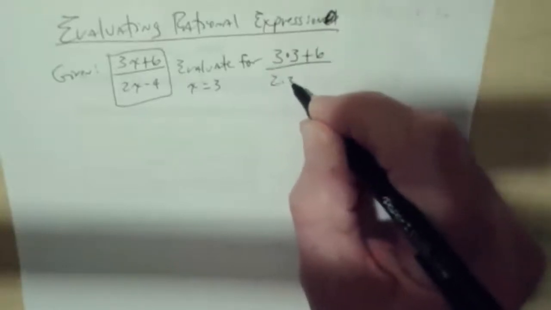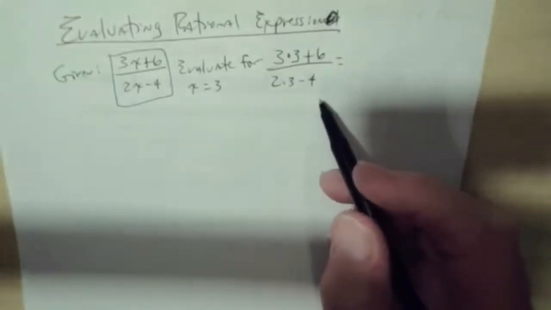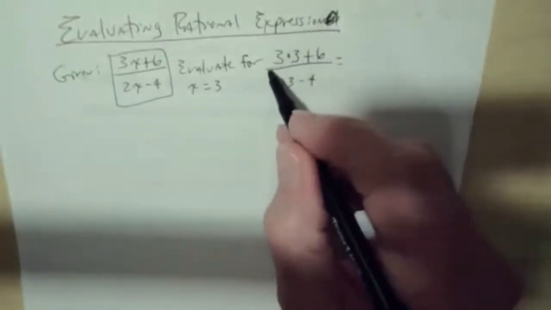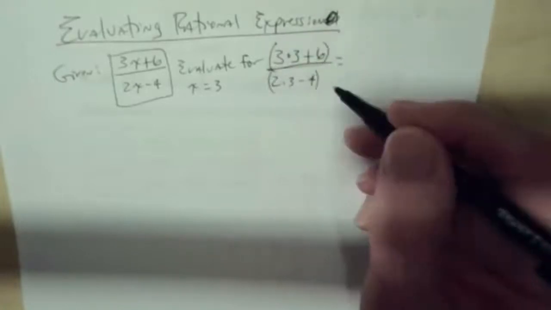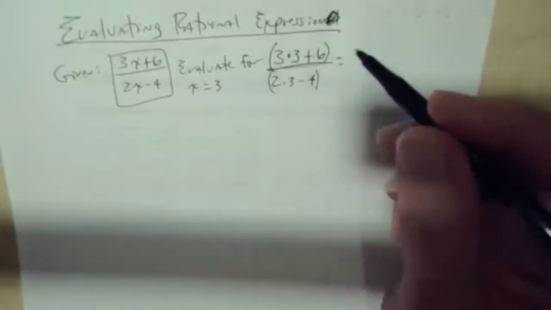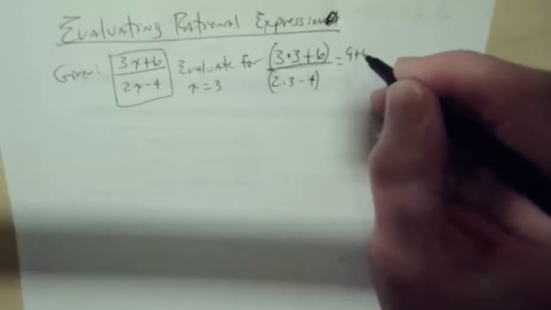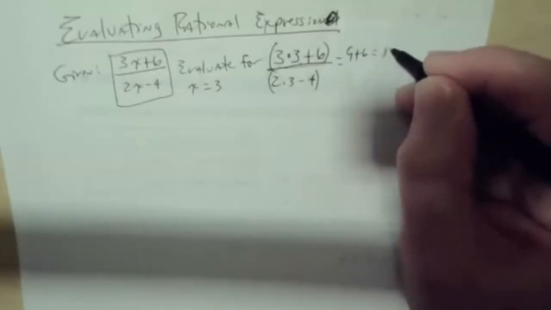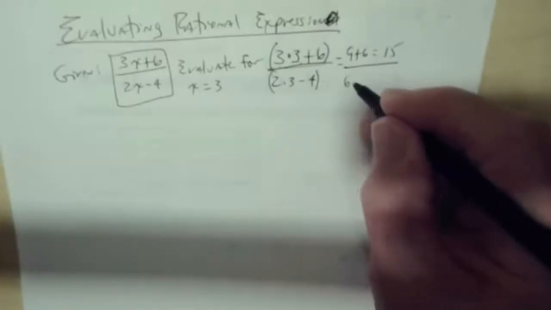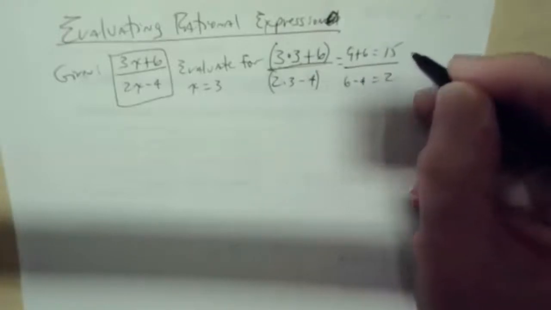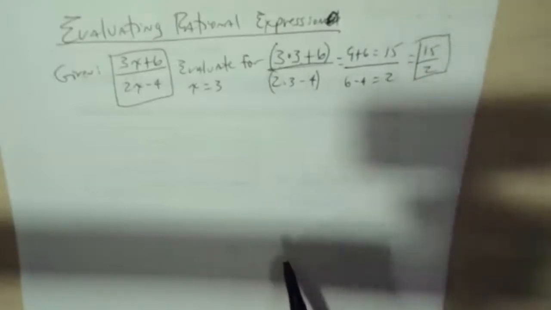Now remember, this is just order of operations, but remember that the fraction bar acts like the numerator and denominator are in parentheses, so we're going to do that first. So we do 3 times 3 is 9, plus 6 is 15. And the denominator is 6 minus 4, which is 2. So our answer is 15 over 2. I'm not going to spend a lot of time on this because it's very simple.